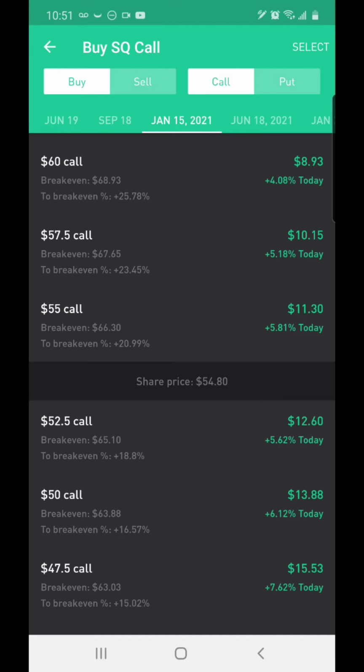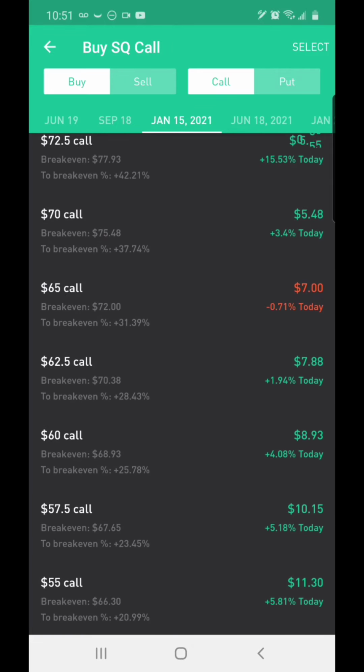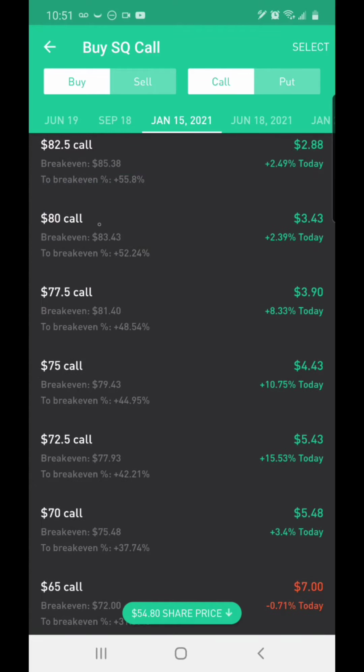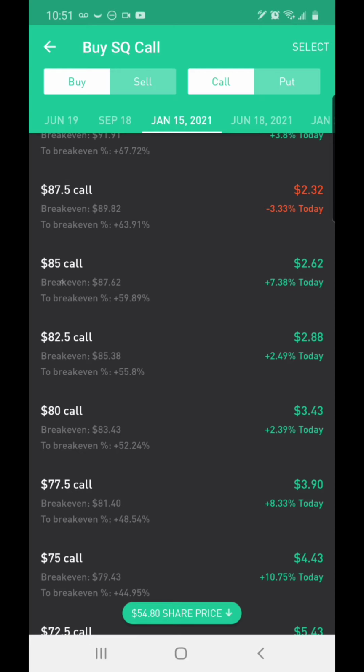And if you look at the left, those are all your strike options. Now in the very middle, where it reads share price, $54.08, that is the current price of a share. That is the current price of Square, and that's the price that it closed at today, since we're recording this video after market hours. So now my target or my strike price is going to be $85. Let's see if we have, there it is. So there it is, $85 call.